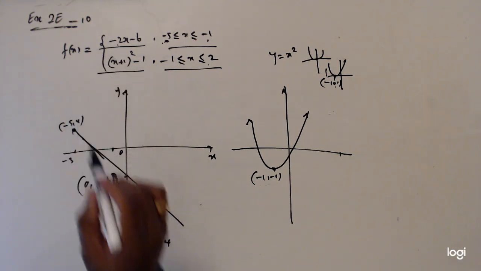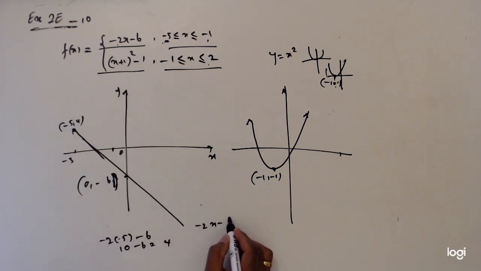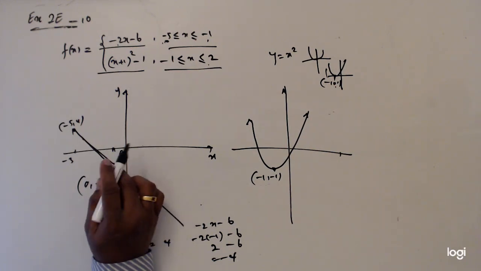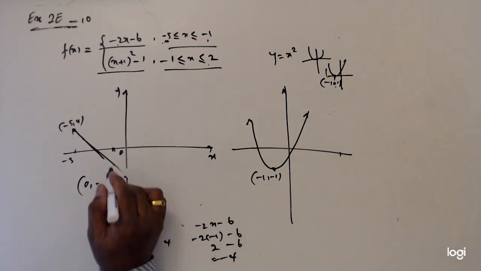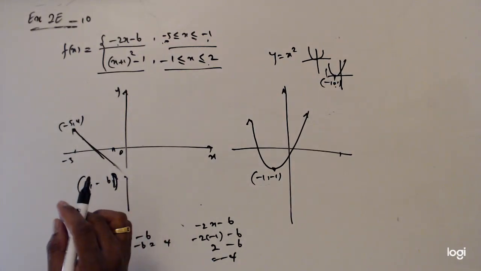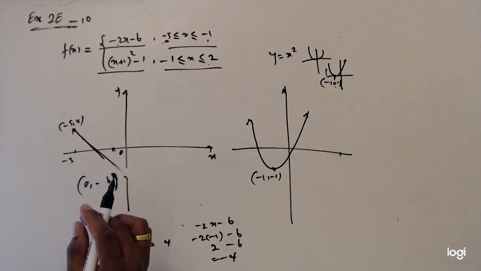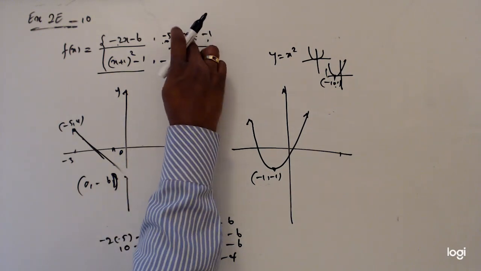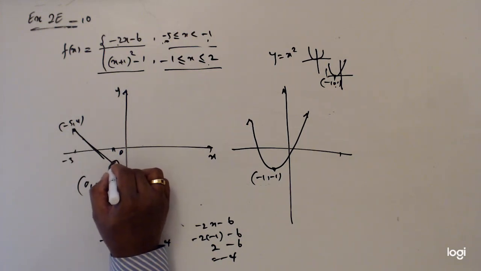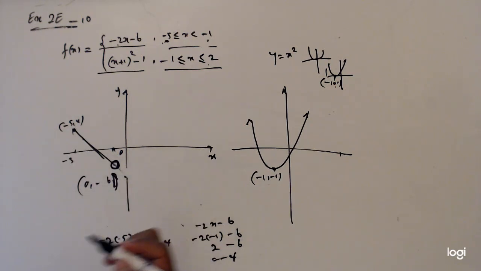We'll see that minus 2x minus 6, minus 2 times minus 1 minus 6, this is 2 minus 6, which is minus 4. So when it is minus 1, the value is minus 4. And there is no equal sign here. So the graph is somewhere here. So I put an empty circle because it is not equal to minus 1.